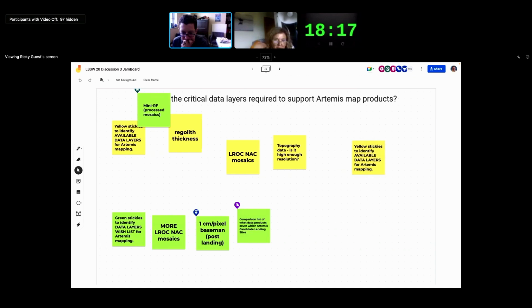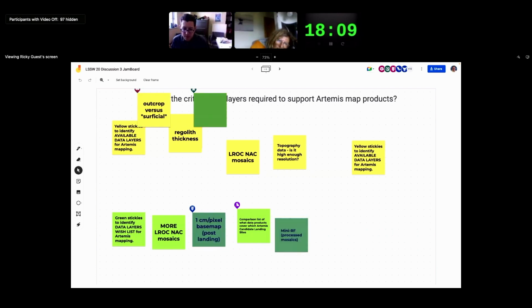Density doesn't matter. 1 centimeter pixel base map, that's quite an undertaking.